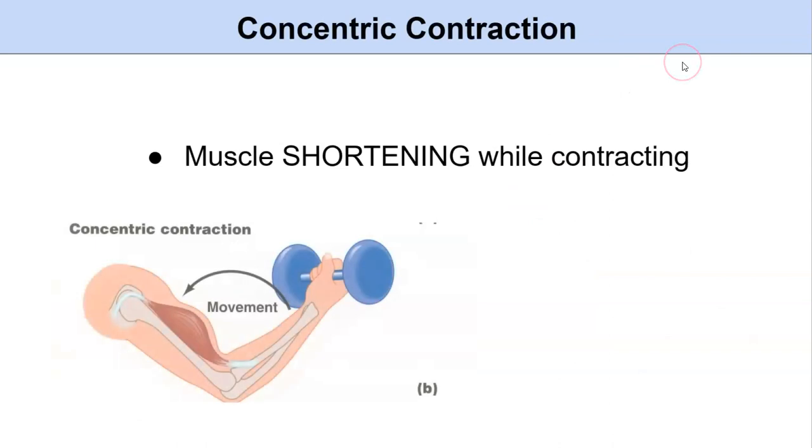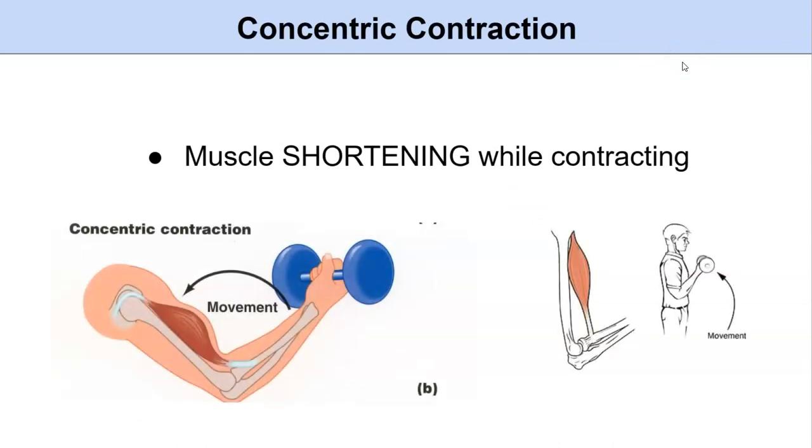Another type of contraction is a concentric contraction. A concentric contraction is the muscle shortening while contracting. This is something you're probably already familiar with. Again, if the bicep brachii starts in your shoulder and ends on your radius, a concentric contraction is when we shorten that muscle.